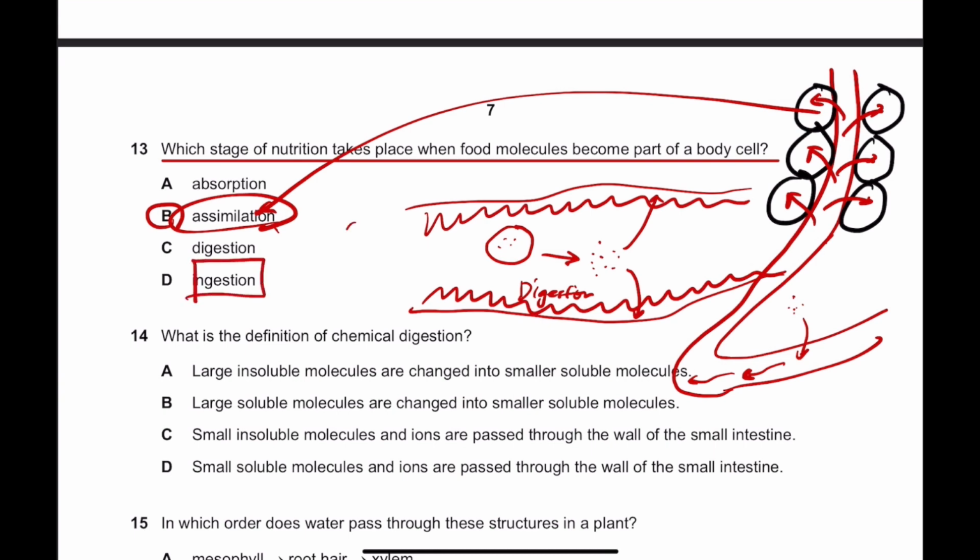Ingestion is somebody just consuming something by mouth. That's ingestion. Absorption is absorbing, like taking in the small substances into the blood vessel. And digestion is, of course, breaking down the large insoluble molecules to smaller soluble molecules. Okay? So B is the right answer.